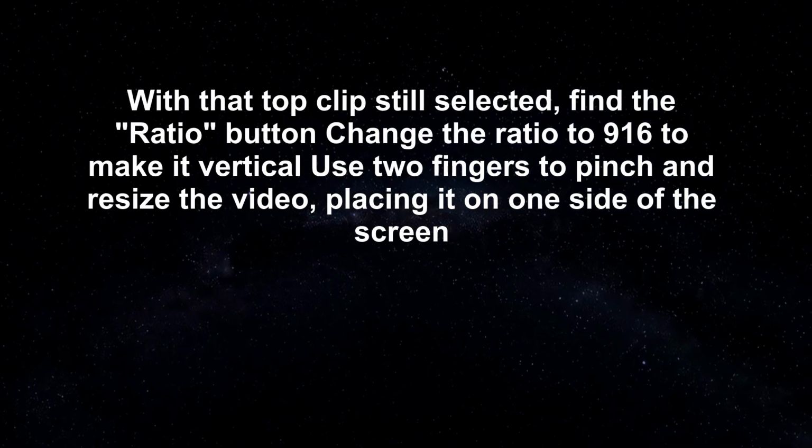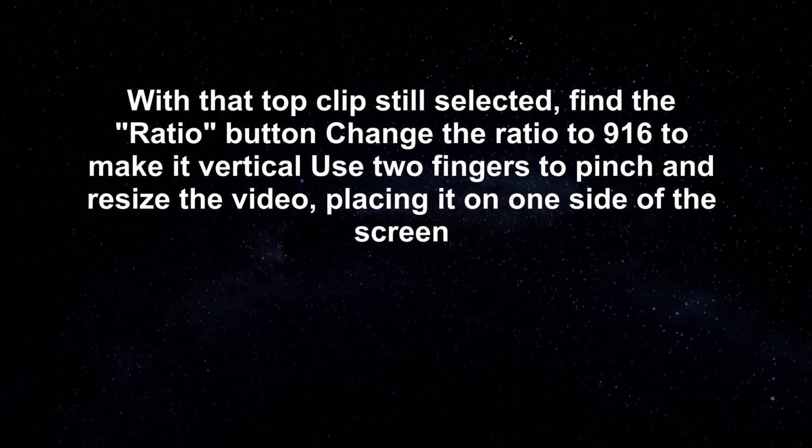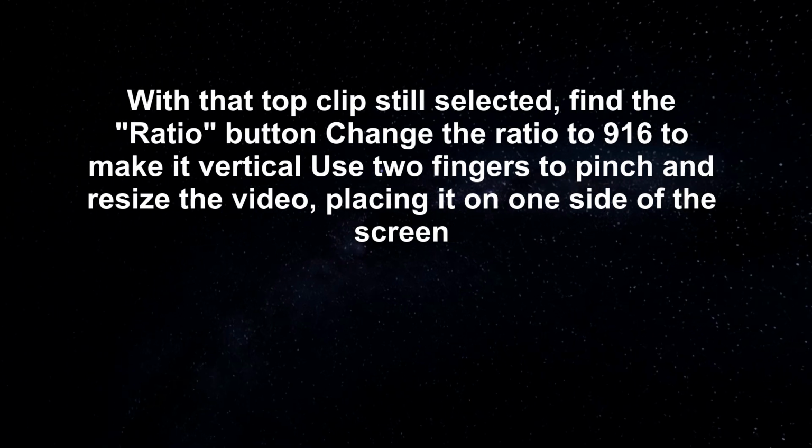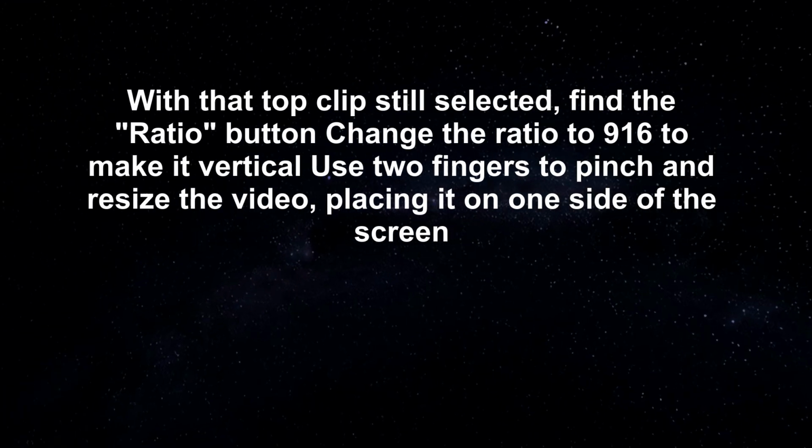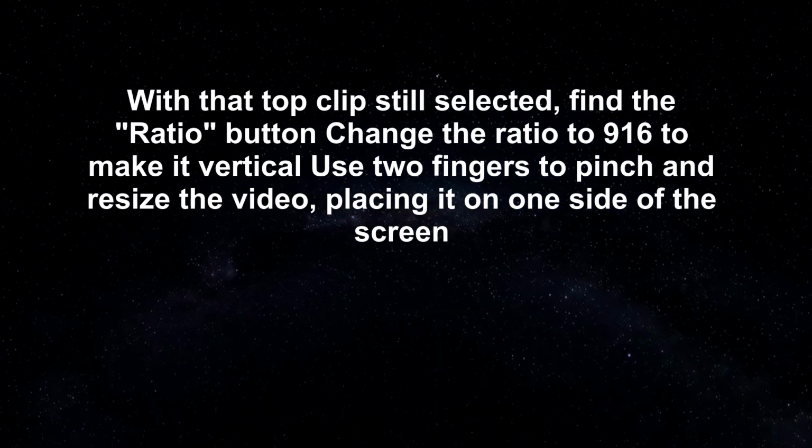With that top clip still selected, find the ratio button. Change the ratio to 9:16 to make it vertical. Use two fingers to pinch and resize the video, placing it on one side of the screen.